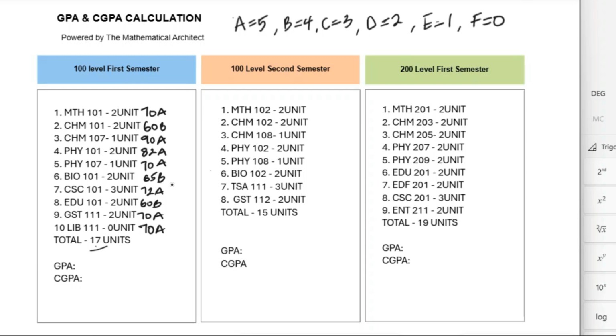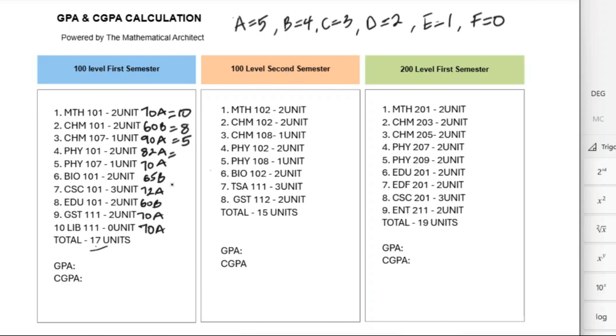So what this implies is that 70A, your A is 5 points. So since you have gotten an A in this course, you are going to multiply this number of units by 5. So 2 times 5, you have a total of 10 points for MTH 101. Now, chemistry 101, you had a B. So this will give you 4 times 2. This will give us a total of 8 points. Now, for chemistry 107, you had an A. So that will be 5 times 1. This will give us a total of 5 points.